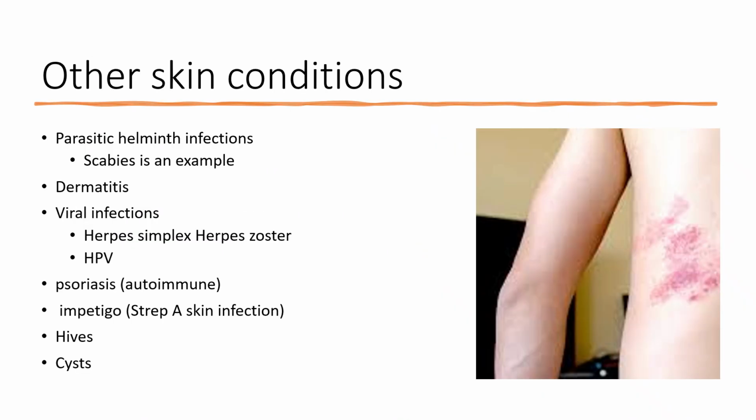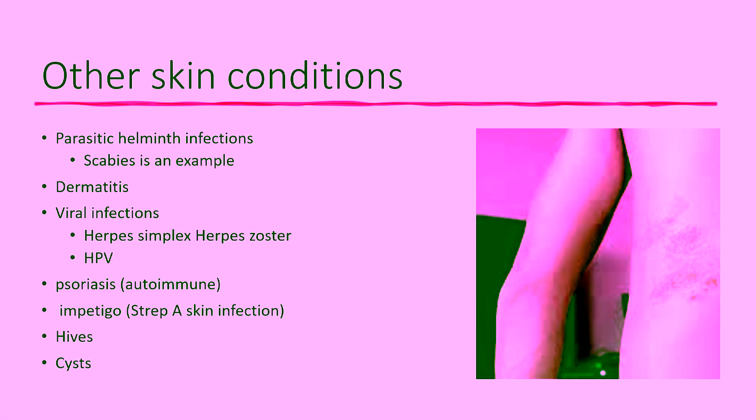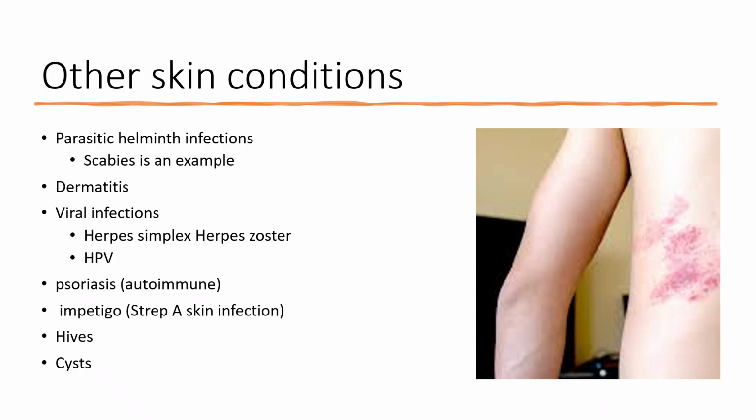Some other skin conditions are parasitic infections like scabies, which is an example of what's called a helminth. And dermatitis is another, which is inflammation of the dermis. And viral infections like herpes simplex, herpes zoster, and HPV are very common. Herpes simplex causes cold sores, usually on the mouth, also on the genitals, and they reside in the nervous system tissue that can be found close to the skin.